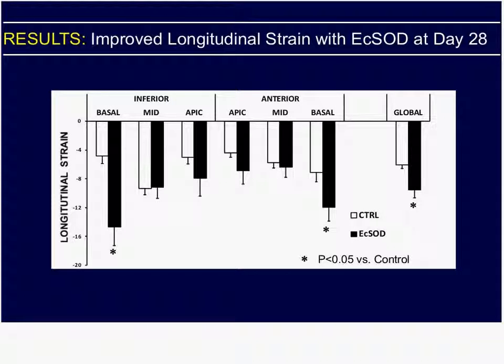So then we put numbers on all that, and in each of the mice in the group, which ranged from eight or nine mice per group, we find that we really only have a statistically significant difference in longitudinal strain in the basal inferior segment and in the basal anterior segment. So most of the improvement is actually manifest in the basal aspect of the heart. But that improvement is good enough to give an overall significant improvement in global longitudinal strain.